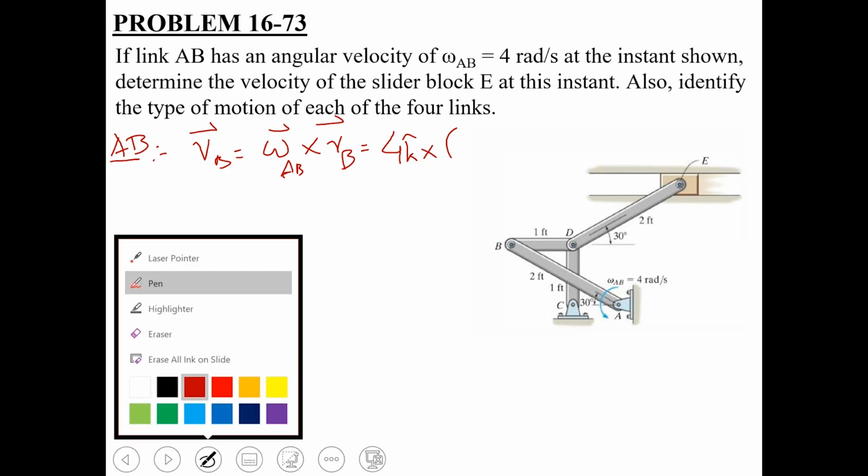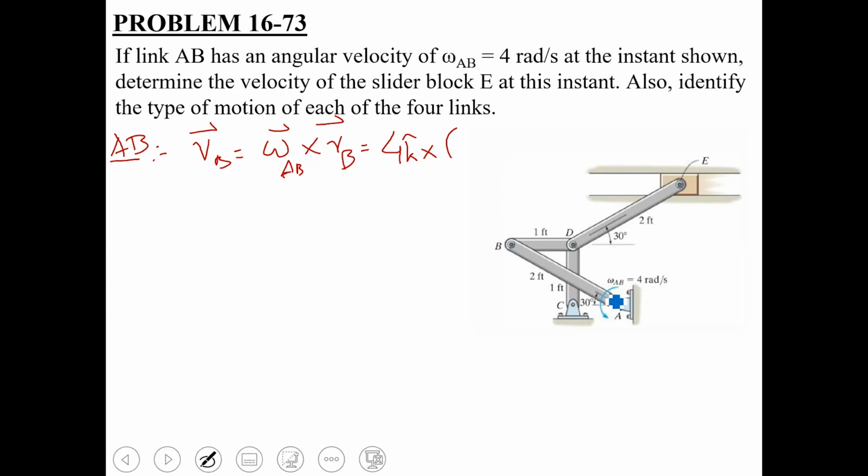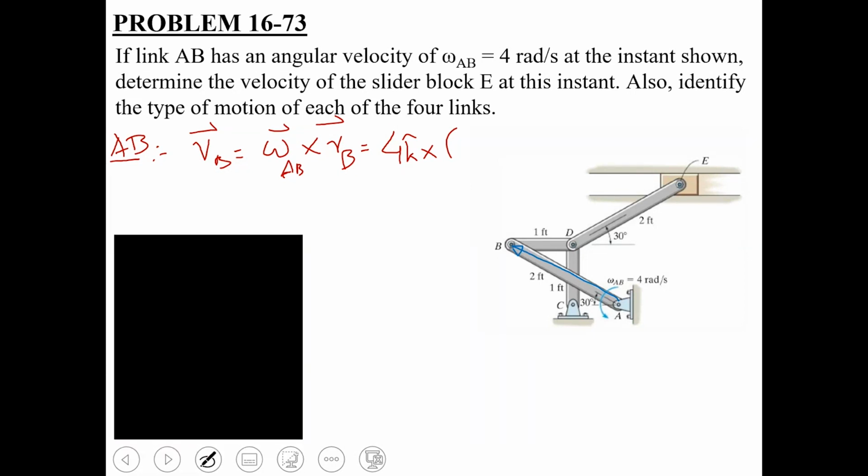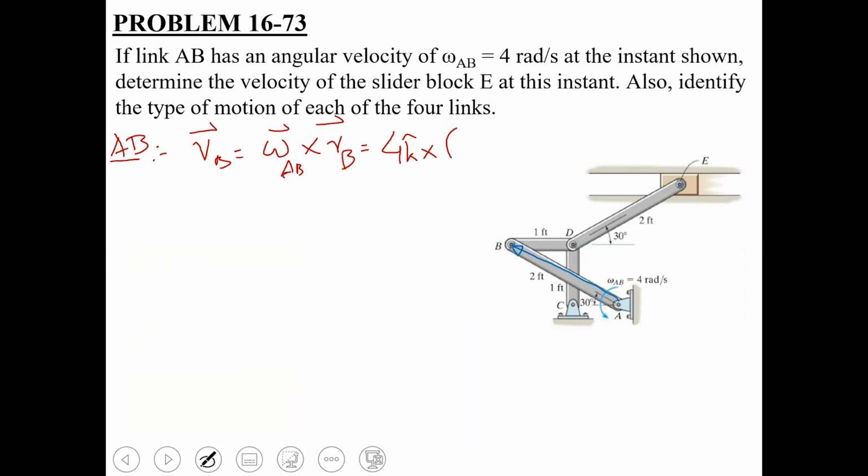What is this vector RB? The absolute position of B with respect to A. So this is the vector shown with a blue arrow. What should this vector be? Can you identify it? Yes, sir. It is going to be -2 cos 30 I plus 2 sin 30 J, because this vector lies in the second quadrant, therefore it should have a negative X component and a positive Y component.